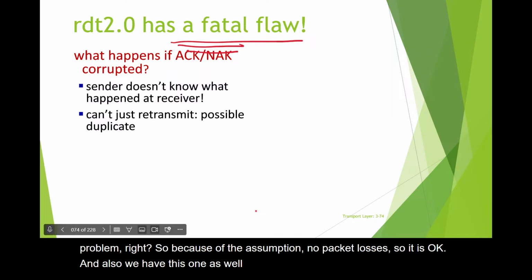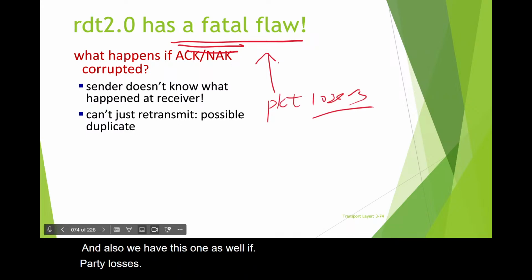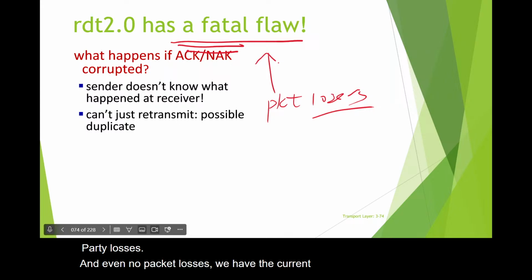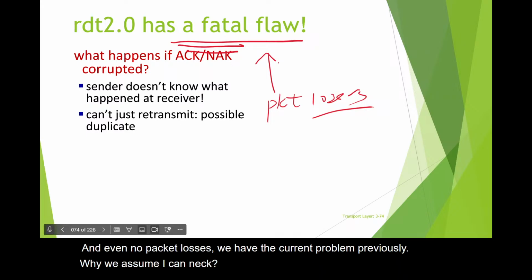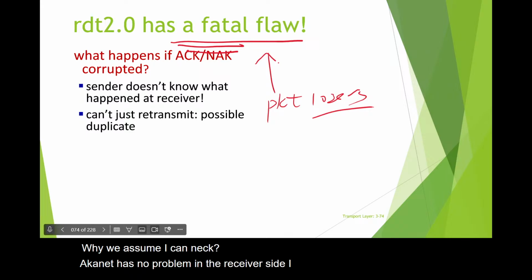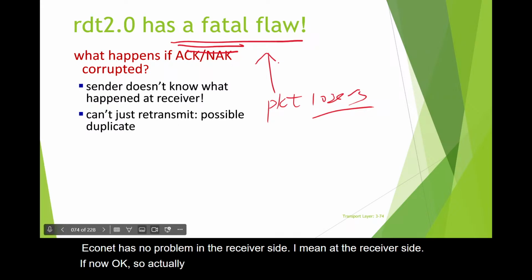If packet losses, and even no packet losses, we have the current problem. Previously, why did we assume ACK and NAK? ACK and NAK have no problem at the receiver side. In fact, that is not okay. So actually, even if we don't have packet losses, we still have the problem.